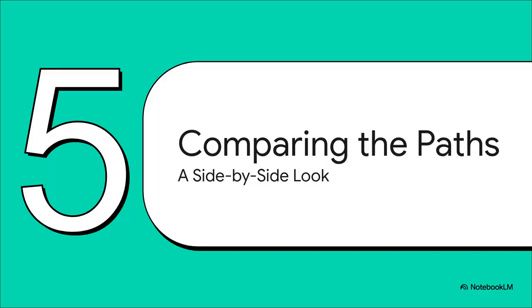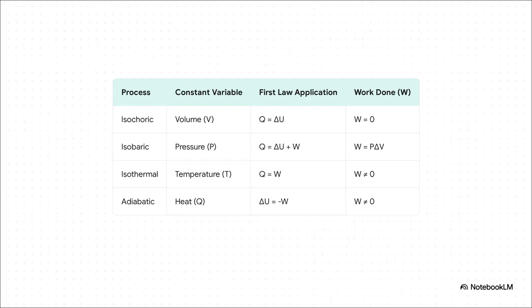Okay, Section 5, comparing the paths. We've just met 4 different ways a system can change. Let's line them all up and see how they stack up against each other. This table is such a great way to see it all in one place. You can just look down the first column, isochoric, isobaric, and so on, and see exactly what's being held constant. And that one little constraint, that one rule for the path, completely changes how the first law works out and how work gets done. You see, isochoric, no work done, period. But for the other 3, the system is busy doing work because its volume is changing.